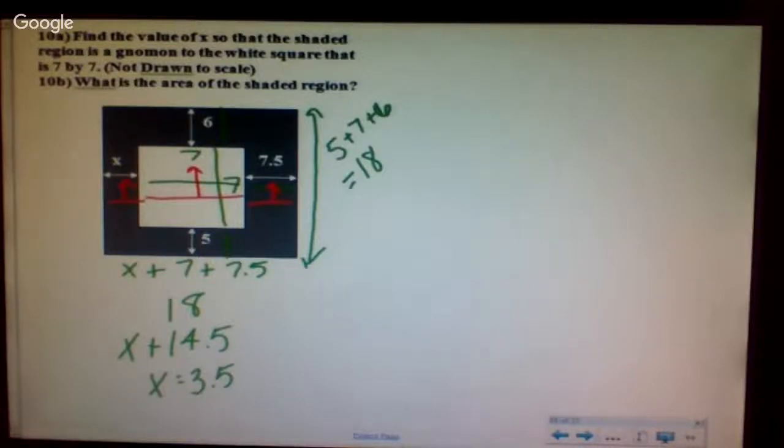So how did you just find X? Because we know the entire thing is 18 because this is a square. So if this side's 18, that means this side's 18. So you would set this equal to 18. Subtract your 14 and a half and get 3 and a half. Okay?